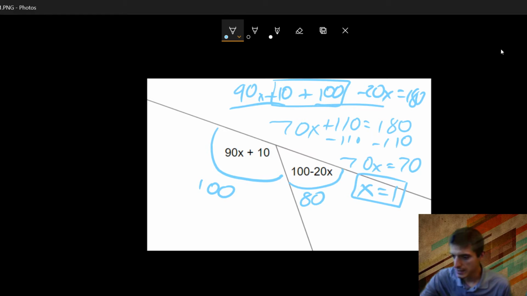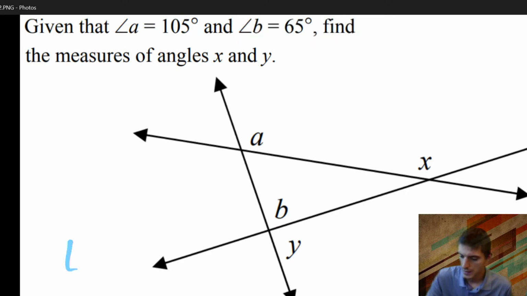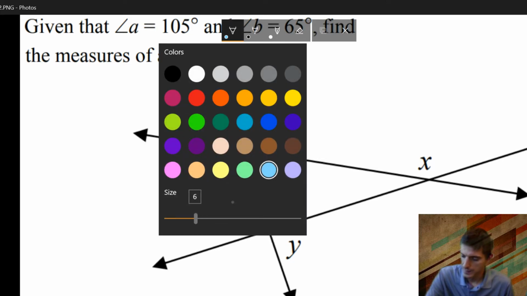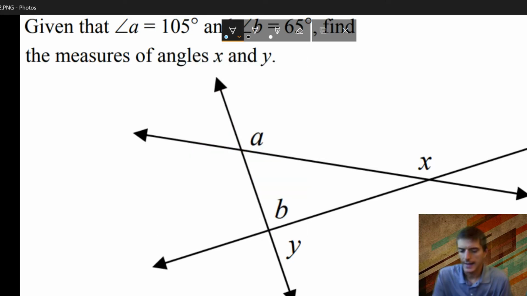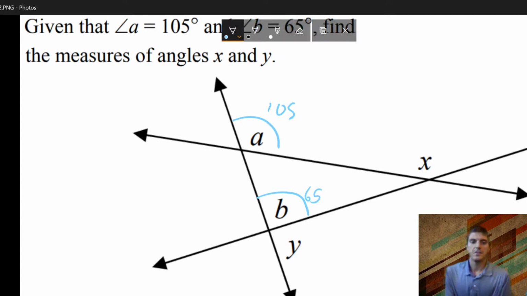Now these problems can get a little bit more complex. Take a look at this one. So in this one, we're going to have a couple more things to contend with. Let me bring our pen size down again. They give me the angle measure here of 105, and they say that B is 65. Now they want me to find x.